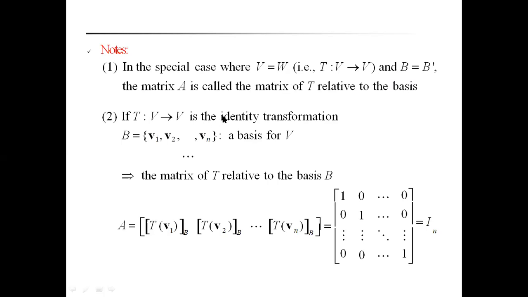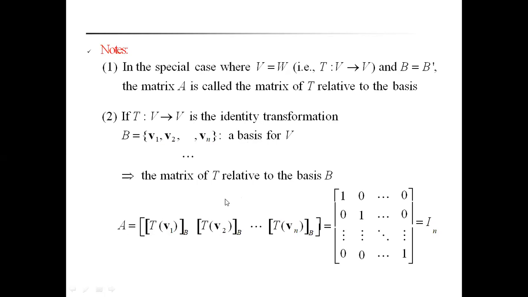Coming to the identity transformation, T is a linear transformation from V to V. That means it is the identity transformation. B1, B2, and so on, Bn is a basis for V. The matrix of T relative to the basis B itself, that means T of V1 relative to B, T of V2 relative to B, and so on, that must be the identity matrix.